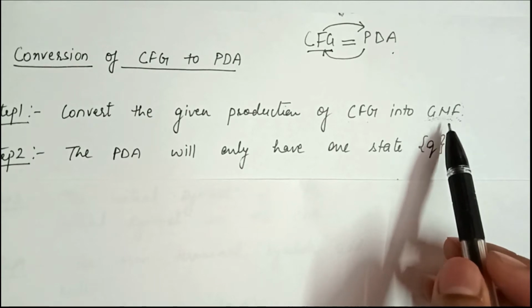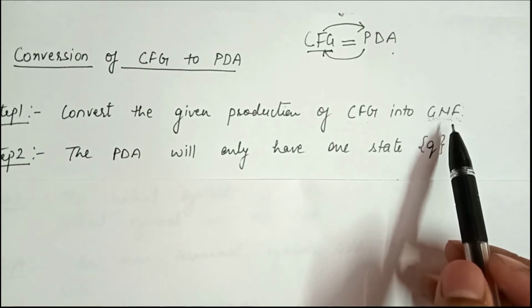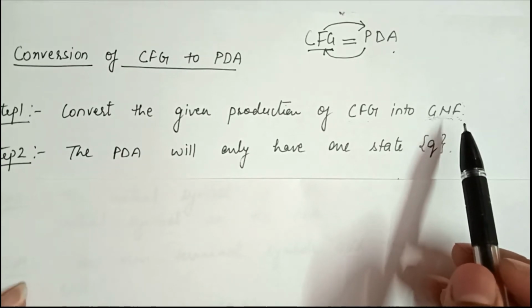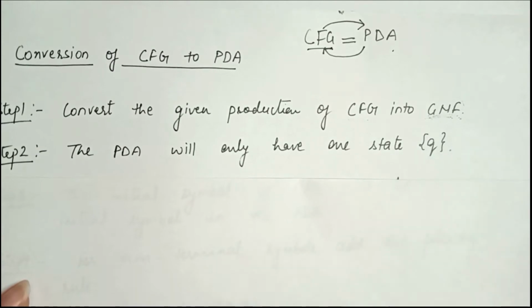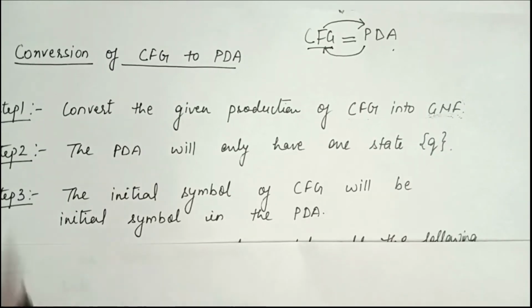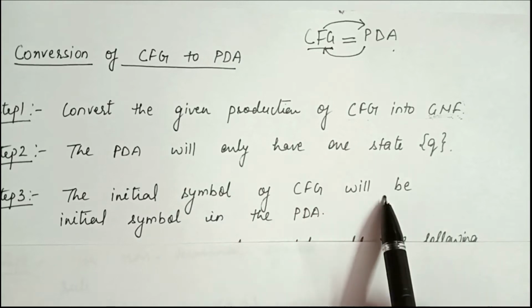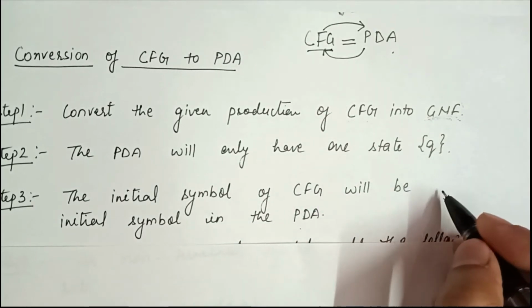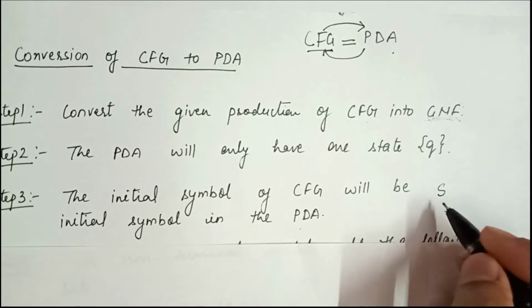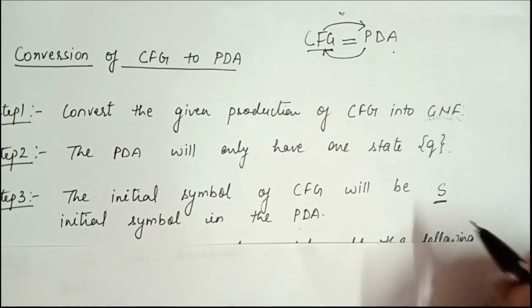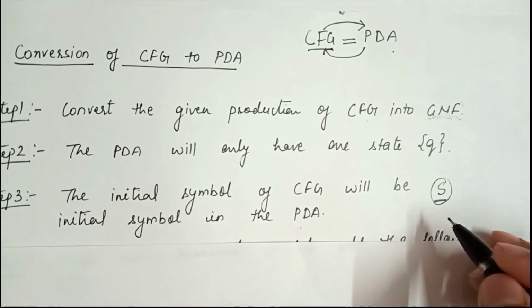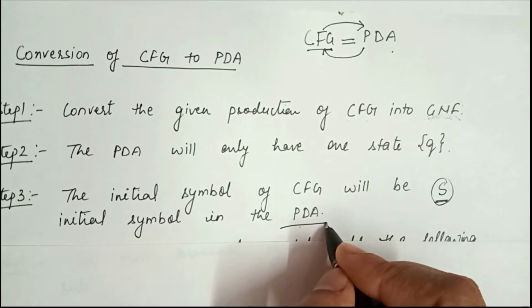Okay, so first the context free grammar is in the form of GNF. Then if the given grammar is in GNF form, that is Greibach normal form, then the PDA will only have one state, that is Q. Now the third step is that the initial symbol of the context free grammar will be the initial symbol in the PDA. Means for the given grammar there is an initial symbol, mostly S, so that initial symbol of the context free grammar will be taken as the initial symbol in the PDA also.